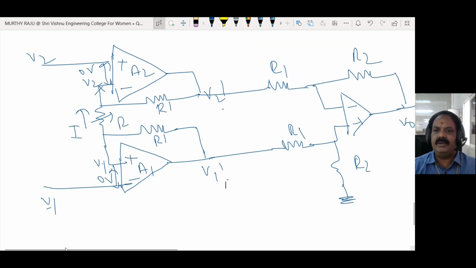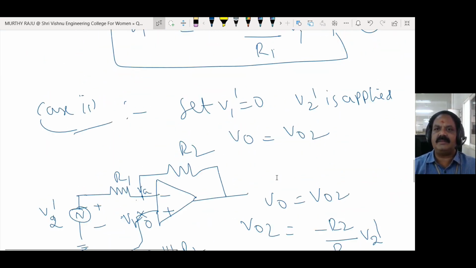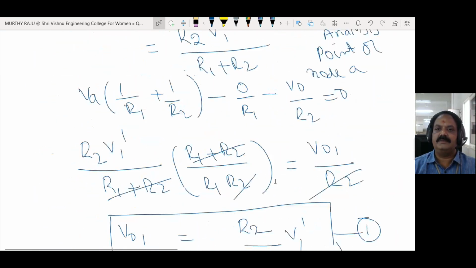Therefore, V0 is equal to, this third op amp is the difference amplifier. V0 is equal to R2 by R1, V1 dash minus V2 dash. This is the instrumentation amplifier, A1 and A2.